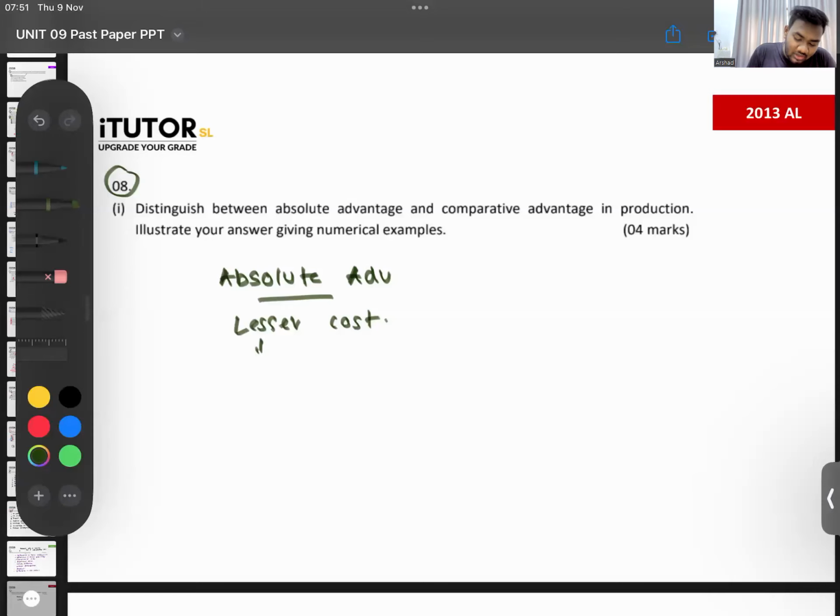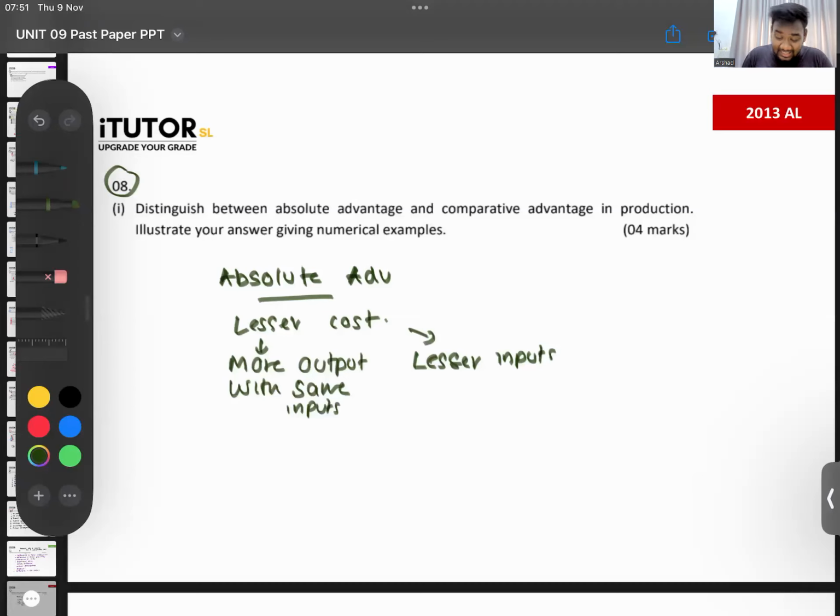How can you have a lesser cost? You should be producing more output than another country with the same inputs. That is one way. Or you should be using lesser inputs, lesser labor hours, which is the input approach. You should be using lesser inputs to produce the same output. So you can talk about this.